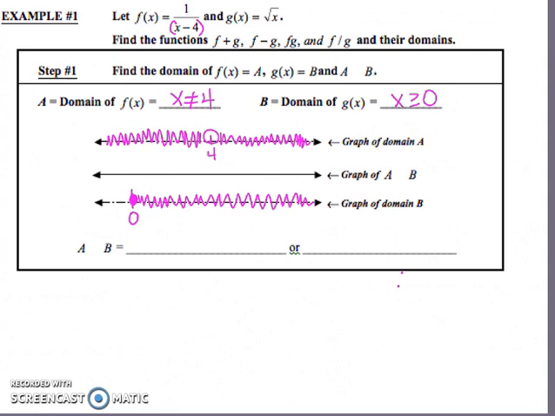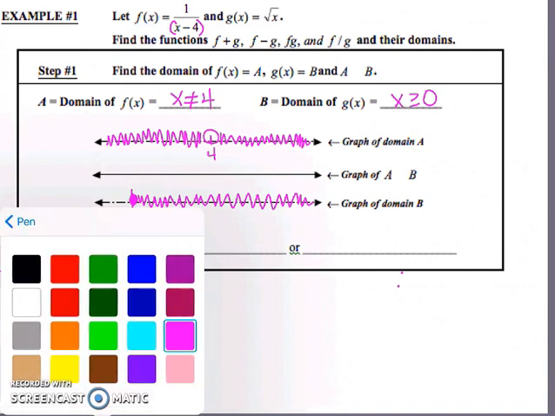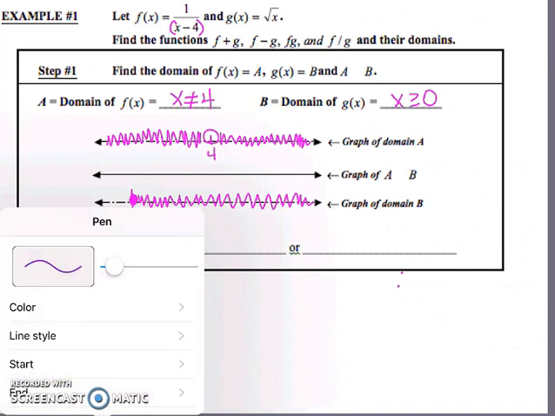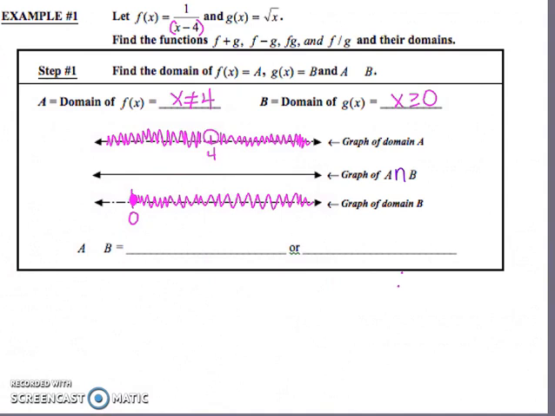And so now we're looking for, well, for our domain, what would be that intersection of A and B? So graphically speaking, our intersection is where do these two overlap? Well, if we start on the left-hand side, we can include the point 0, but we can't include anything less than 0 because g of x does not include anything below 0. We can't include 4, so we have to have an open circle at 4, but then beyond 4, both of them go to positive infinity.